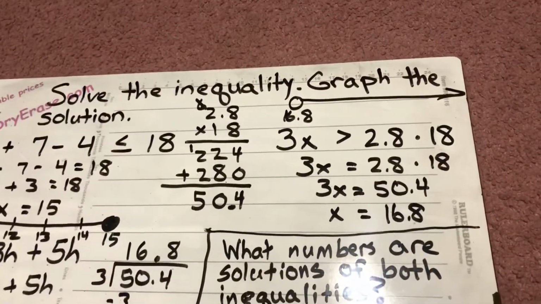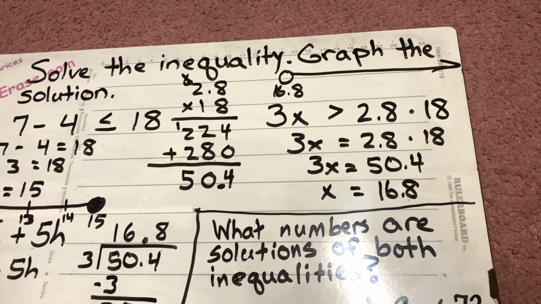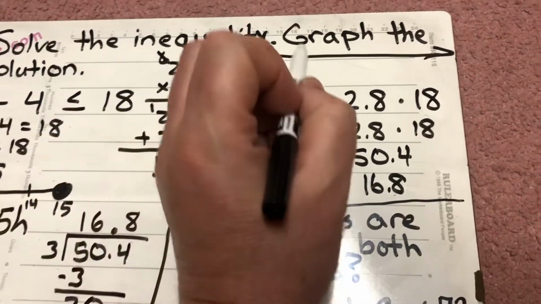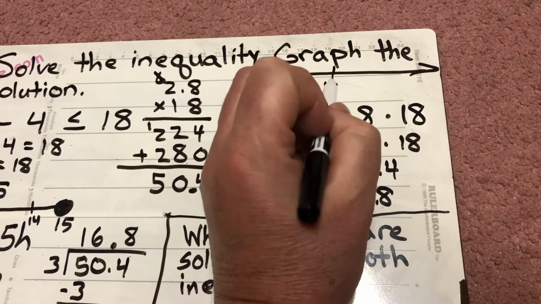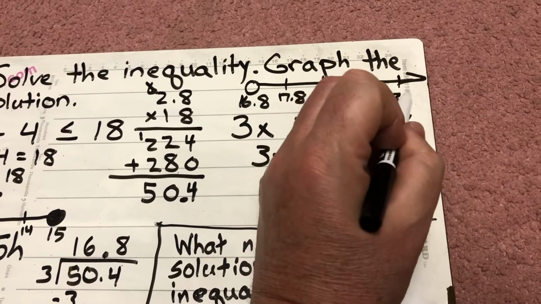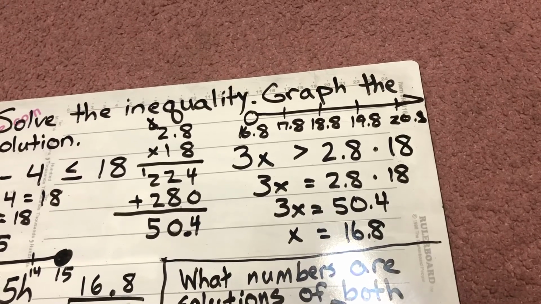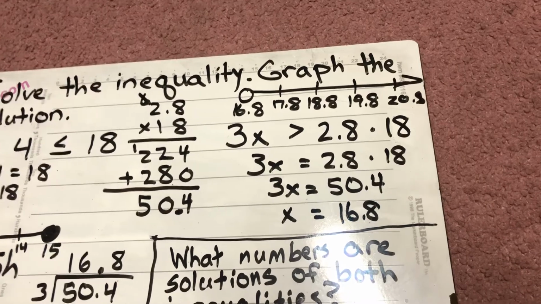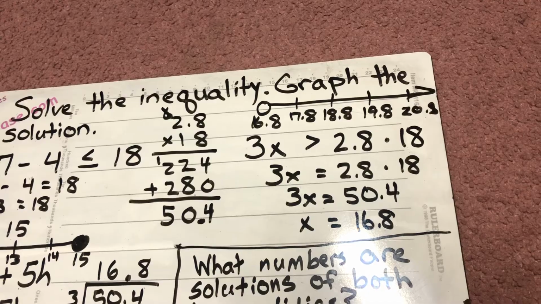Now you can do a variety of things here. You can do 16.9, 17.0, 17.1, 17.2. That would be fine. You could also do what I'm going to do here: 17.8, 18.8, 19.8, 20.8, and do it that way. Not really a right or wrong reason to do that. You could even do 16.81, 16.82, 16.83. Something like that would work as well.